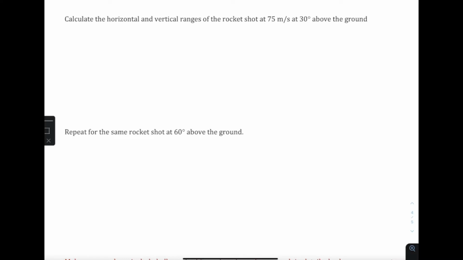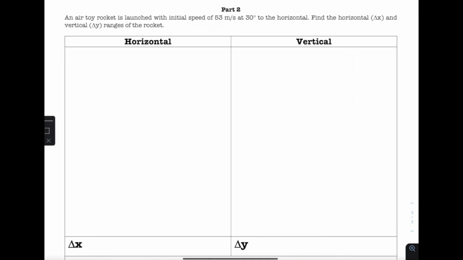So I'm going to solve another example for you. And I'm going to show you again in that table that we used during our Monday. We looked at how these types of problems are solved. So here goes an example. If we have an air toy rocket launched at an initial speed of 53 meters per second at 30 degrees to the horizontal, find the horizontal and vertical ranges of the rocket.